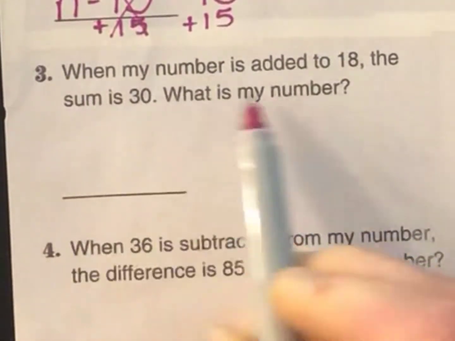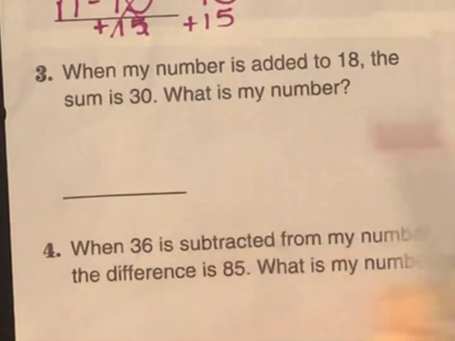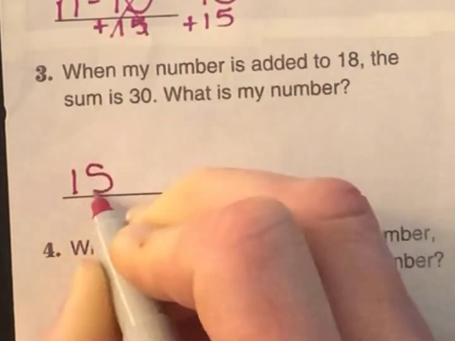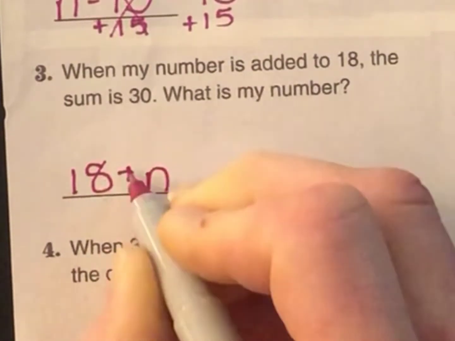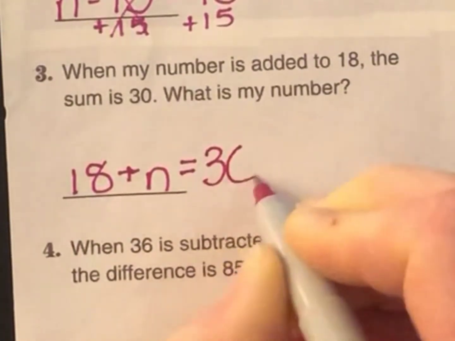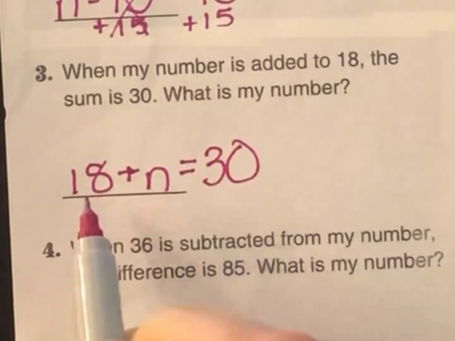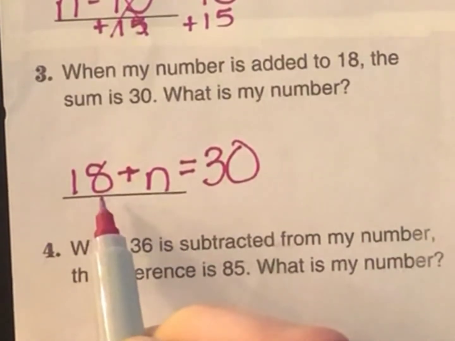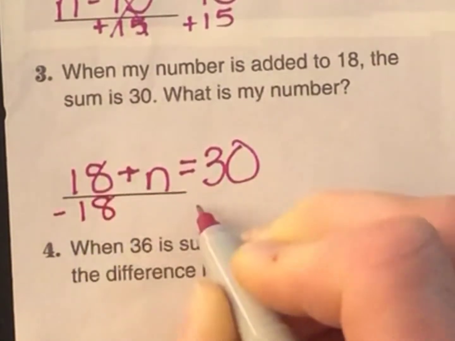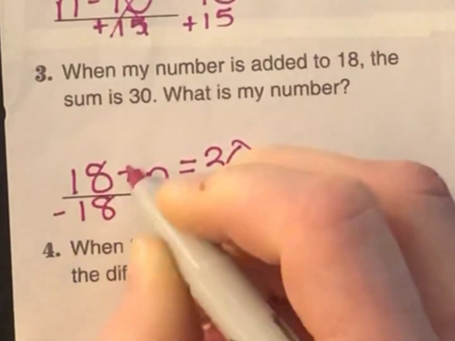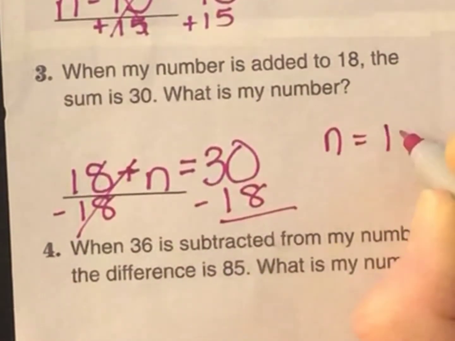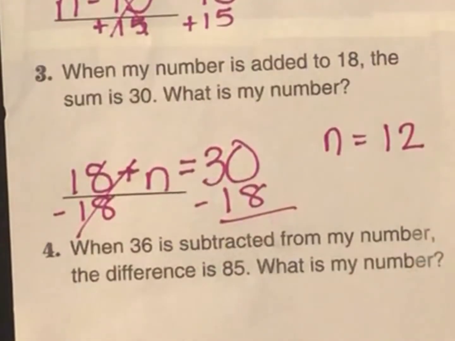Number 3, when my number is added to 18, the sum is 30. What is my number? So when my number is added to 18, so I have 18, then I'm going to add my number. The sum is, tells me I'm getting to the answer, 30. All right, so to get n by itself, I've got to get rid of 18. 18 is positive, so the opposite would be negative. So I'm going to negative 18, both sides, subtract 18. That cancels out, and I end up with n equals 30 minus 18 is 12. There you go. That is page 2.